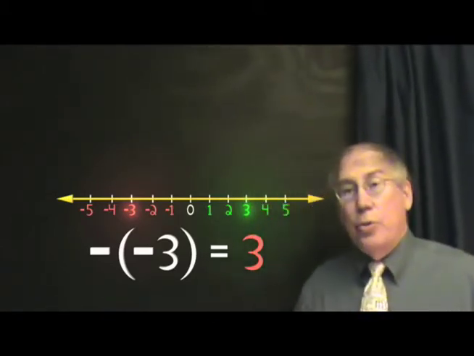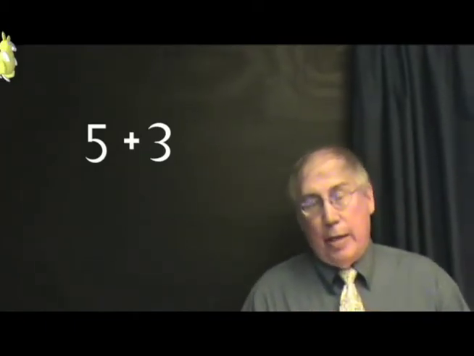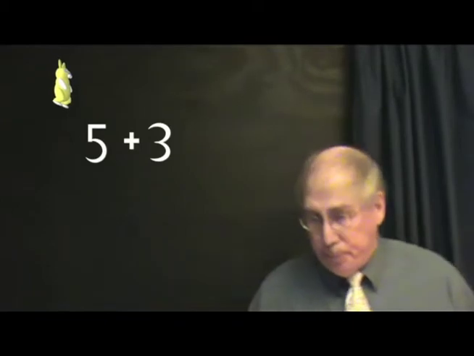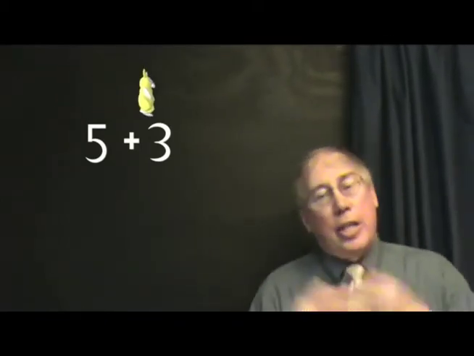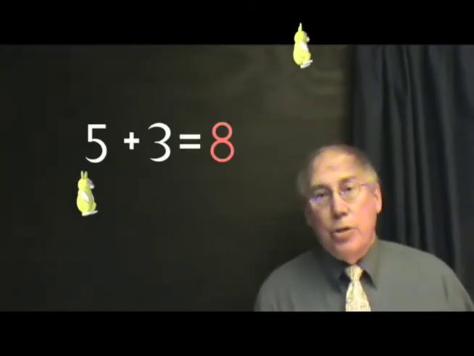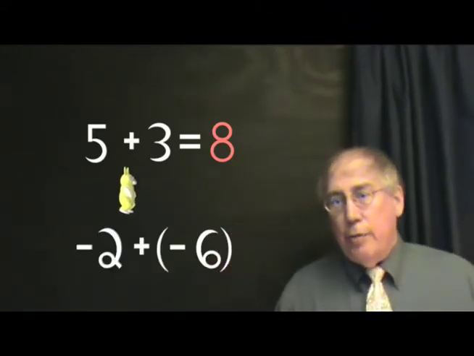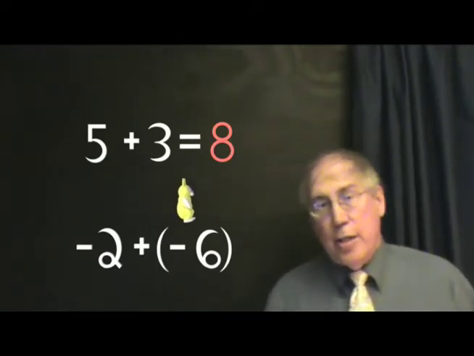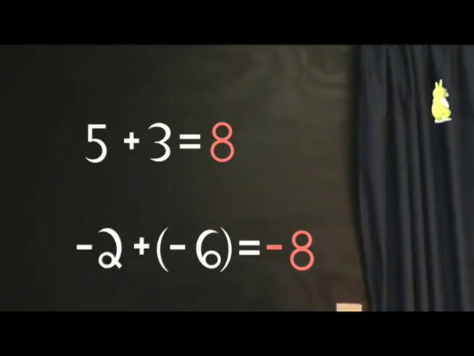Now I want to establish some rules involving adding and subtracting of real numbers. One of the rules is if the signs are the same, just add the numbers and put the common sign. So here's a real easy one. We have 5 plus 3 equals 8. Now here's another one, negative 2 plus negative 6. The signs are the same, so add the numbers and put the common sign, which in this case is a negative. So we get negative 8.